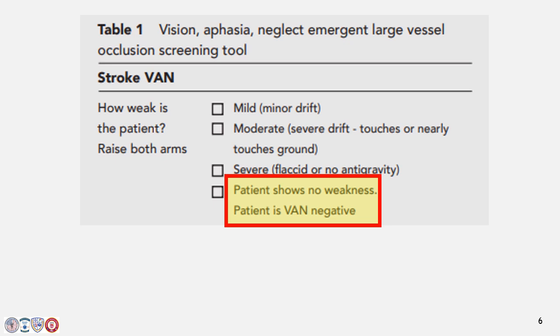So in the Cincinnati, you wouldn't even have gotten here to table 1 if the patient had no arm drift at all, and if you did the same physical exam that you would do as the beginning of the VAN exam, then the patient doesn't get the rest of the VAN exam because the patient didn't have the entry key to get there.